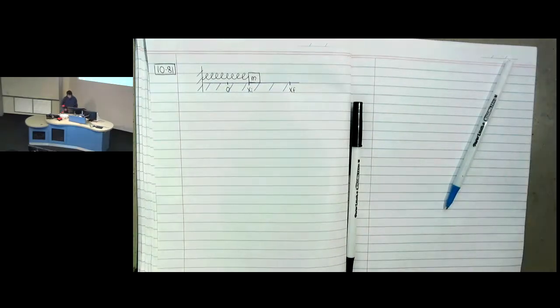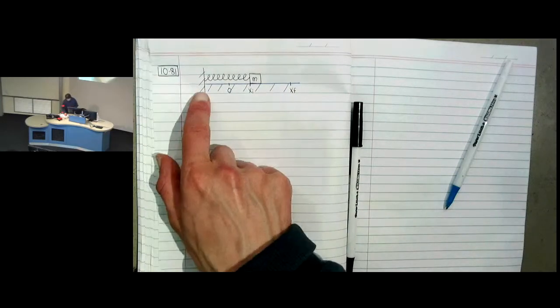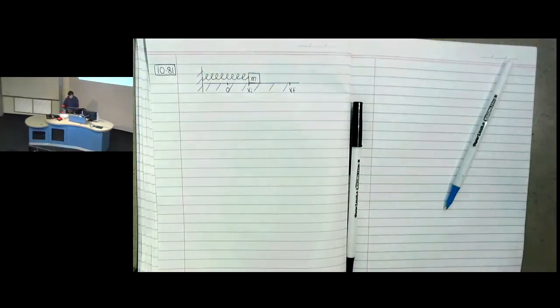So what we have in question 81 is a spring that's attached at one end to a wall, and the other end of the spring is attached to a block of mass m. We're not actually told that mass, but I'll just give it a symbol anyway. I'll call it m. And then someone has come along and stretched out that spring.